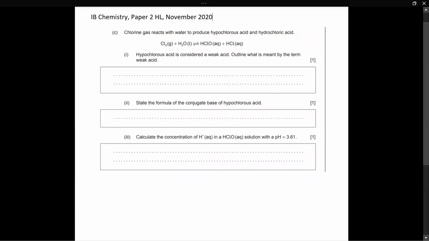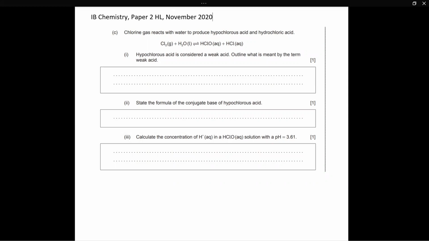And in this video, we're going to be taking a look at a paper 2 question, and this is from an HL paper from the November 2020 batch. So this is a part of question 1, and this is the C subsection of question 1 in the chemistry paper 2. So they've asked us, chlorine gas reacts with water to produce hypochlorous acid and hydrochloric acid.